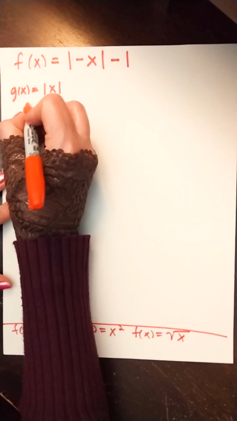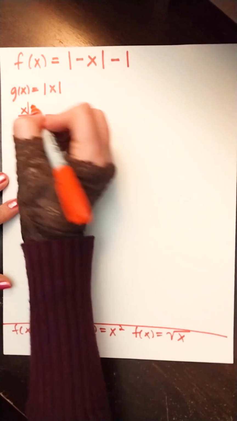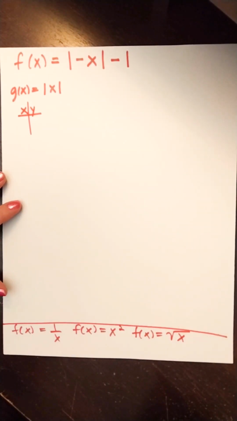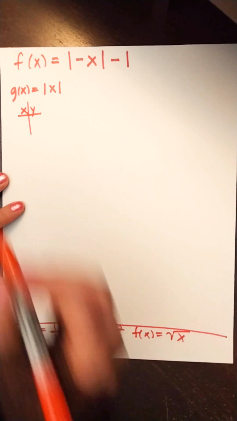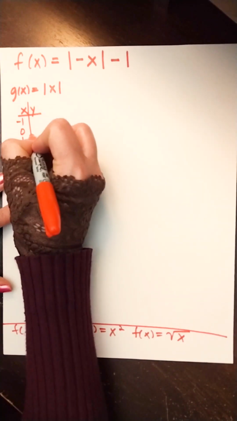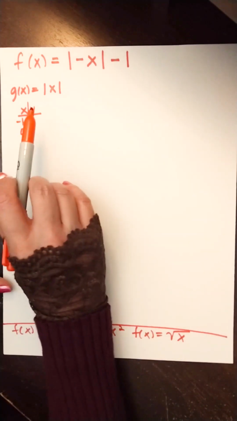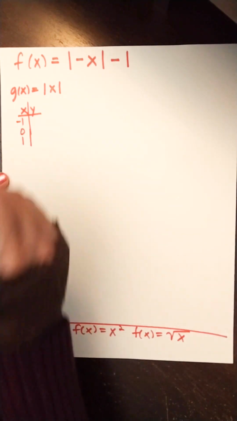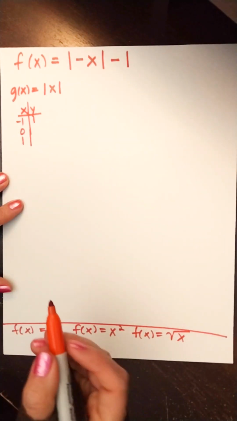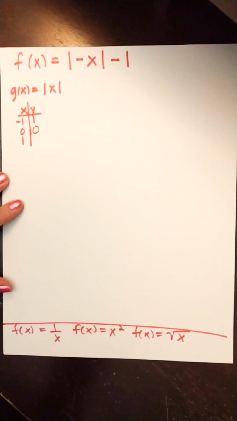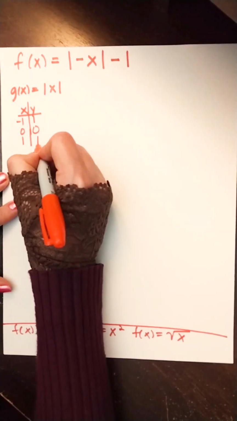All right, then you're going to want to choose some key points. I'm just going to choose -1, 0, and 1, just small, easy numbers to deal with. This is also in your textbook. So g of -1 is the absolute value of -1, which is 1. g of 0, the absolute value of 0 is 0. And g of 1, the absolute value of 1 is 1.